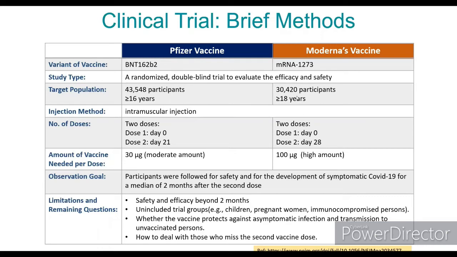So these are phase 3 trials and at minimum age limit. For Pfizer, it is greater than 16 years old, and for Moderna's, it is 18. By intramuscular injection, two doses have to be taken. For Pfizer, the second dose has to be on day 21, and for Moderna, it is on day 28. The amounts per dose are similarly 30 and 100 micrograms, and the observation time is a span of 2 months after second dose.